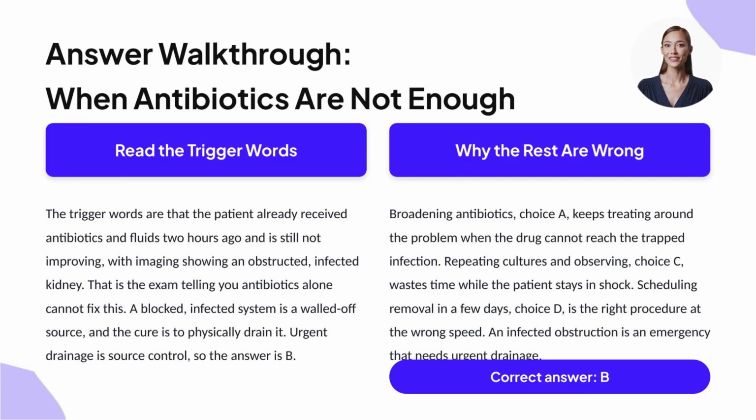Now eliminate the others. Choice A, broadening the antibiotics to a different class, keeps treating around the problem when the real issue is that no antibiotic can reach a trapped infection. Choice C, repeating cultures and observing, simply wastes time while the patient stays in shock. Choice D, scheduling stone removal in a few days, is actually the right procedure, but at the wrong speed, because an infected obstruction in a septic patient is a true emergency that cannot wait. So remember the lesson. When a patient on appropriate antibiotics is not improving, hunt for a source that needs to be drained or removed. The correct answer is B.